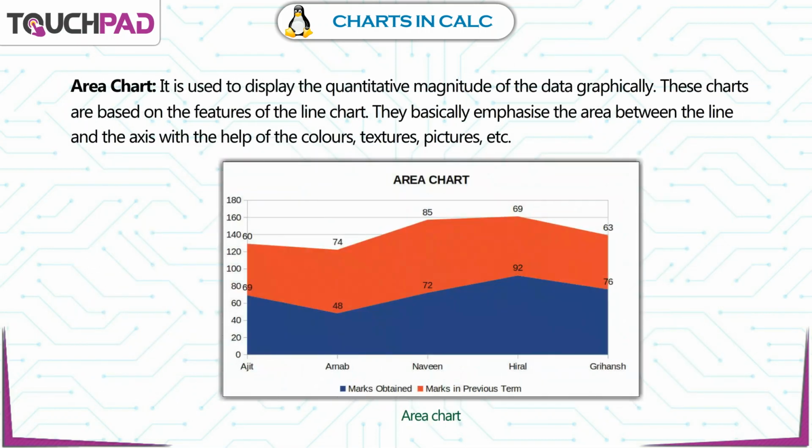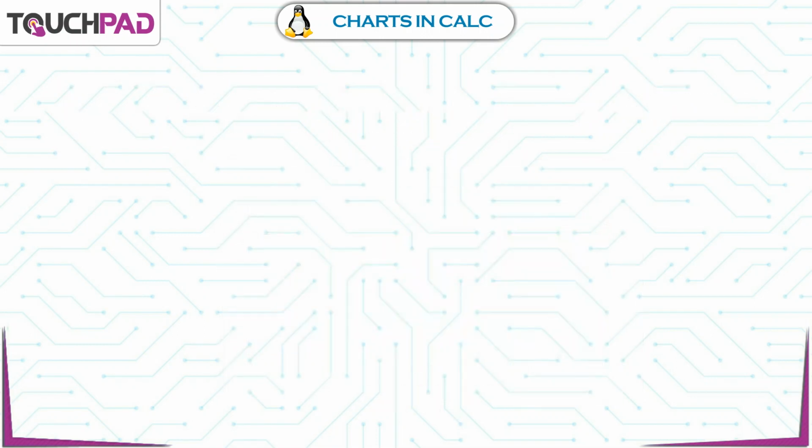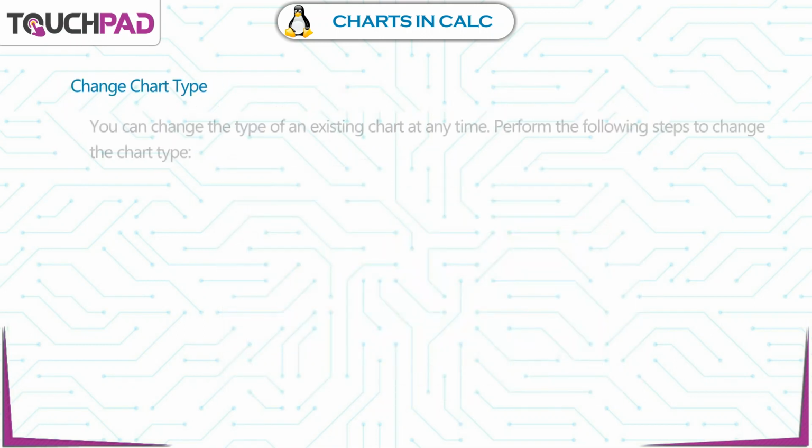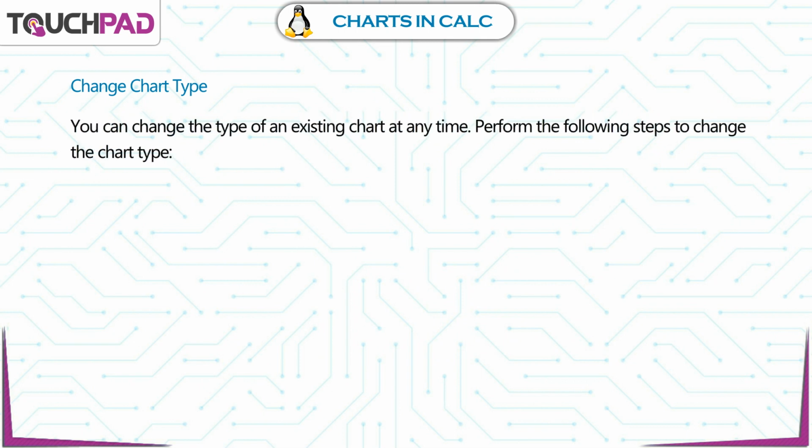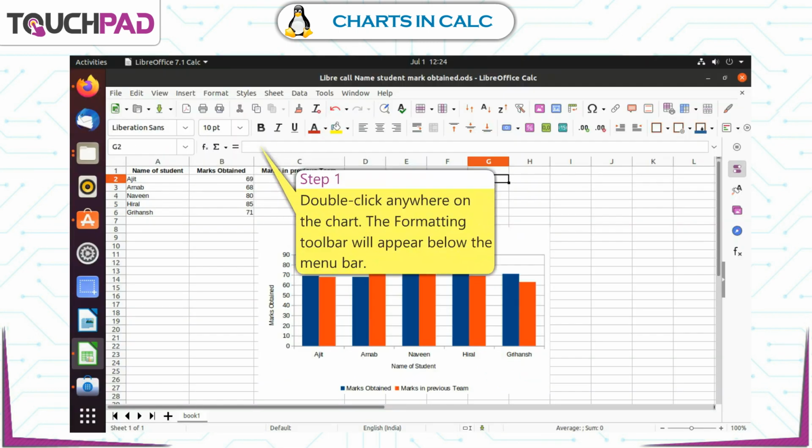Area chart. It is used to display the quantitative magnitude of the data graphically. These charts are based on the features of the line chart. They basically emphasize the area between the line and the axis with the help of the colors, textures, pictures, etc. Change chart type. You can change the type of an existing chart at any time. Perform the following steps to change the chart type.